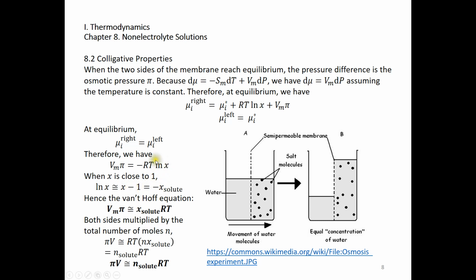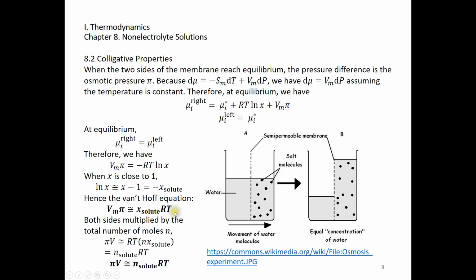Now we can replace this ln x with negative x of solute. We have two negative signs, they cancel. Now we get the Van't Hoff equation. The molar volume of the solution times this osmotic pressure is equal to the mole fraction of the solute times RT.